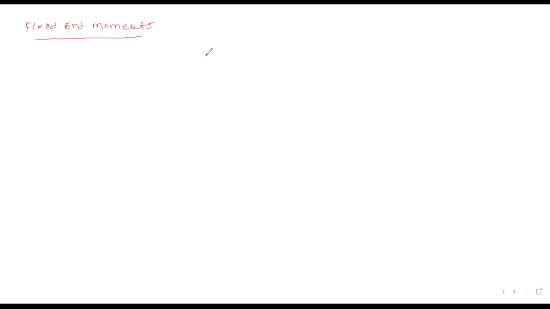Now, fixed end moments are basically derived from the fixed beam, and it is a part of Structural Analysis 1. But in the case of the slope deflection method, we will require only the value of fixed end moment. So you have to only remember that value. Fine. कैसे derive करते हैं वो, that will be discussed in Structural Analysis 1.